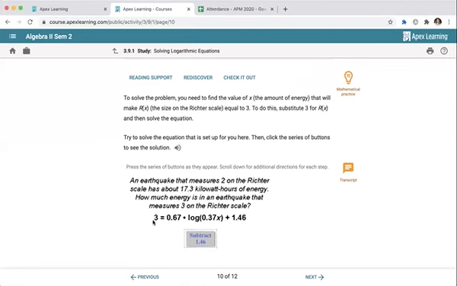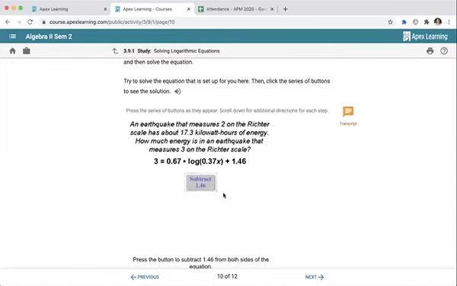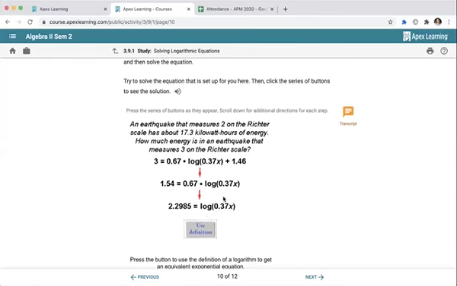So all we did was replace our Rx value with a value of 3, and now we have an expression we can solve. First, we get rid of this constant by subtracting it on both sides. Then we get rid of this coefficient by dividing both sides by 0.67. Then we have a value equal to our logarithm function, so we can just use our definition. If it doesn't say anything, it's log base 10.